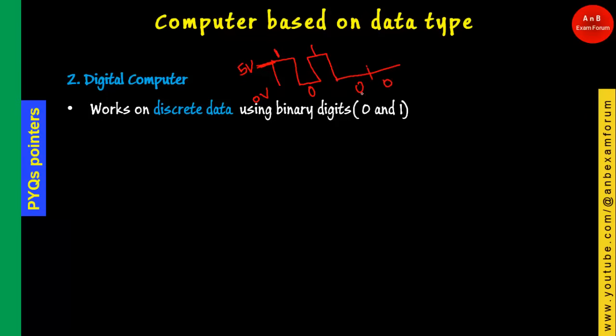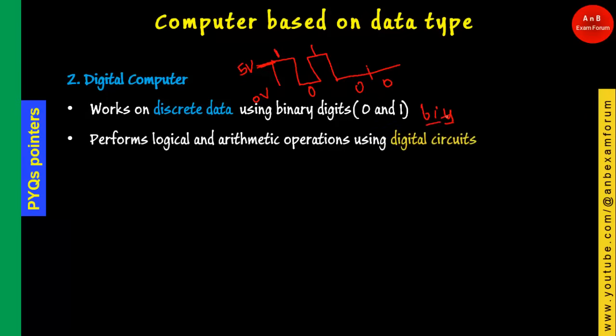So just remember, it is working on discrete data. Discrete data is what? It is binary digits, and sometimes it is asked in exams what bits are. It is the abbreviation of binary digits. And what is good about the digital computer is that it can perform logical and mathematical operations using digital circuits. So bits are there.